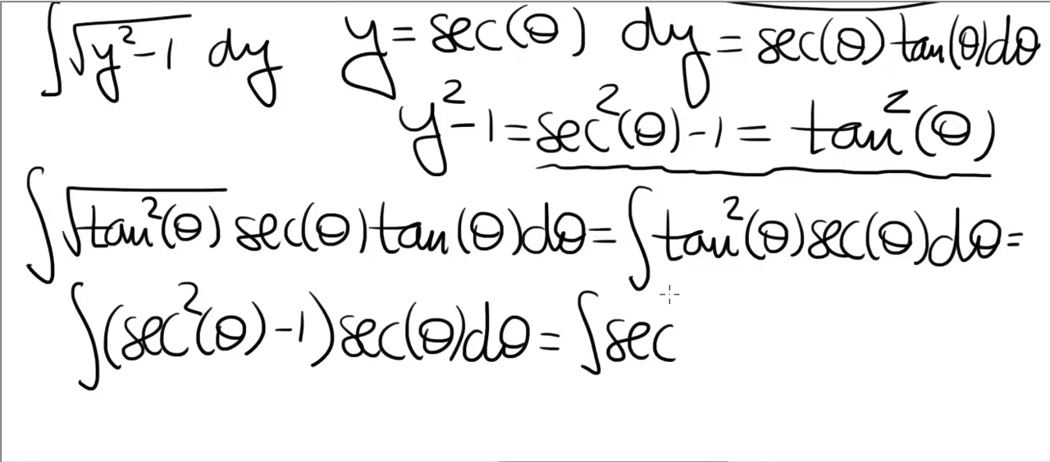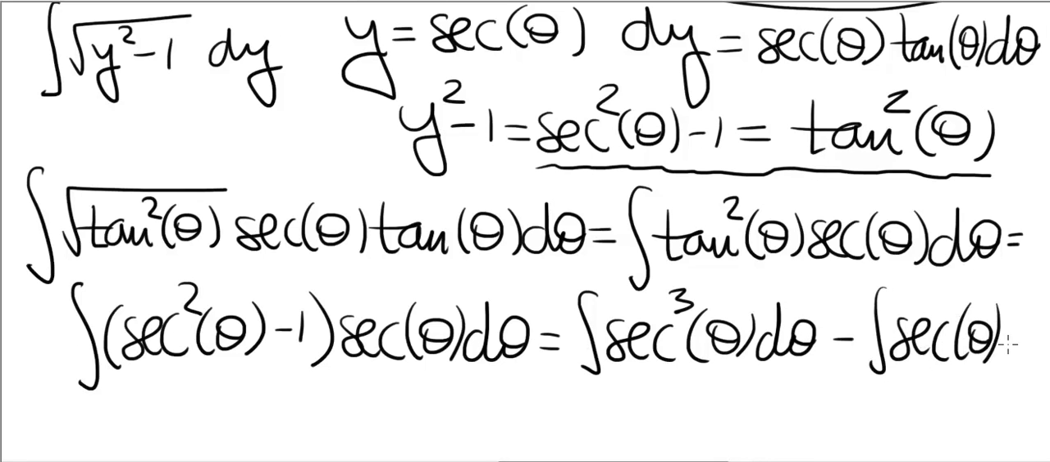The first one is secant cubed of theta minus the integral of secant of theta d theta. Now both of these integrals were solved in earlier videos, and these are important enough because they occur all the time, so you should know what they are.